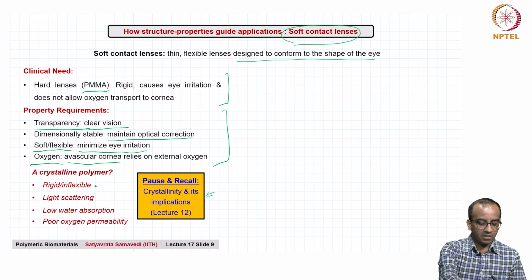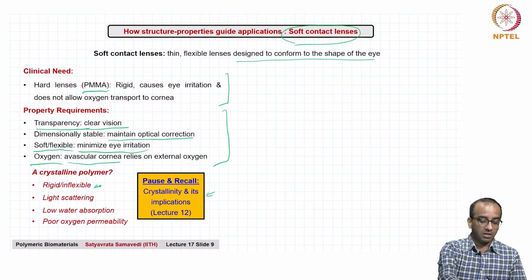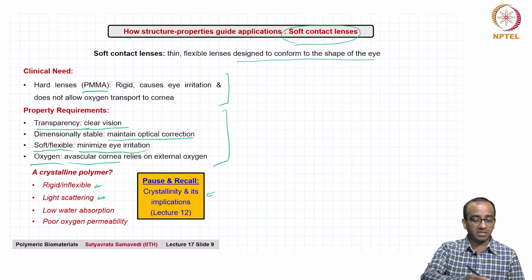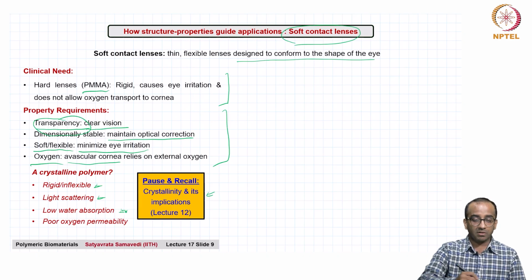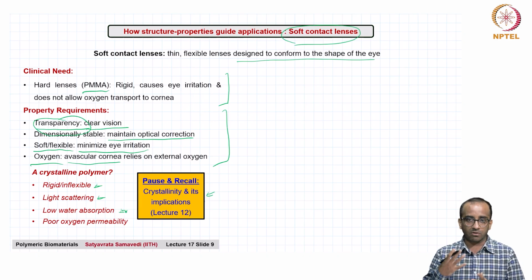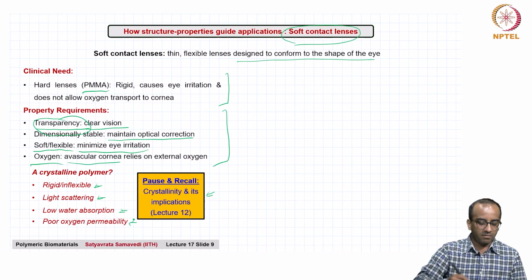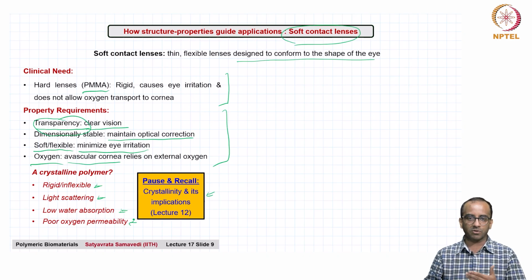One is, it's going to be rigid and inflexible, which is going to cause eye irritation. It's going to scatter light, which will not help with the transparency criterion that we had here. It's going to have low water absorption, which means it's not going to be soft and supple in the eye. And it's not going to allow oxygen to go in, which again is a bad idea because you want oxygen transport to go through the lens and reach the cornea.